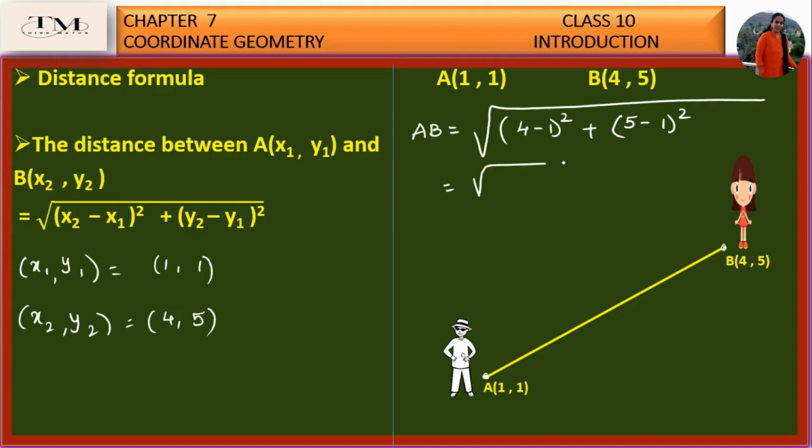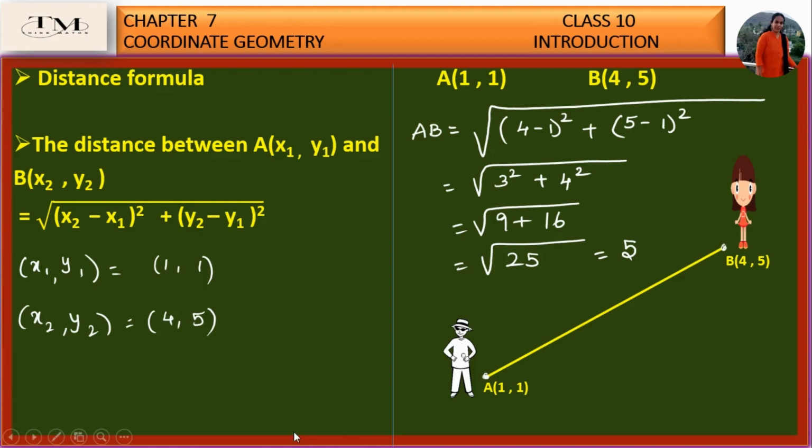So 4 minus 1 is 3, so 3 square, plus 5 minus 1 is 4, so 4 square. 3 square is 9, 4 square is 16. So 9 plus 16 is 25 and square root of 25 is 5. Okay, children? I hope you can understand.